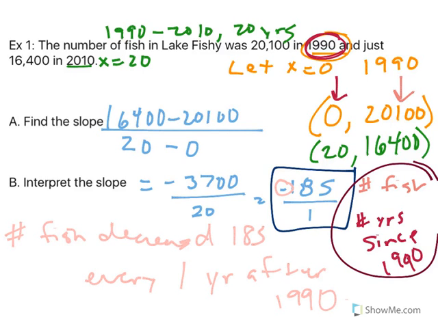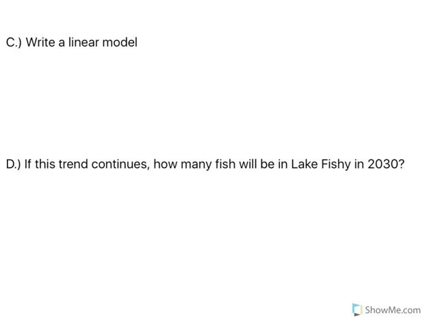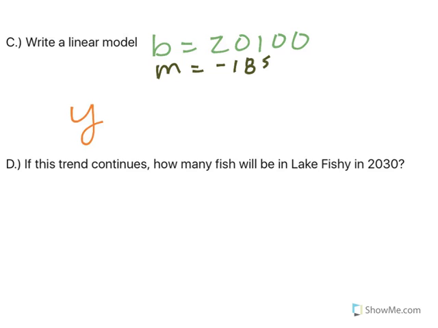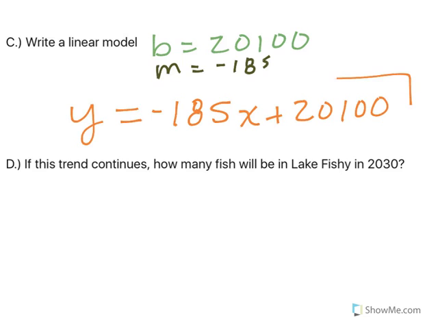All right, so let's go ahead and write our linear model. Going back to this page, we know that we have the ordered pair 0, 20,100. Therefore, 20,100 is my y-intercept, because that's where x equals 0. That's where I'm starting, in 1990. We just found our slope to be negative 185 over 1, which simplifies to negative 185. Therefore, my linear model is y equals slope times x plus my y-intercept.